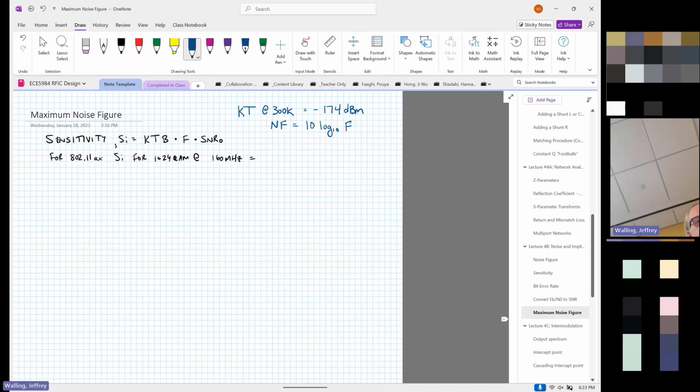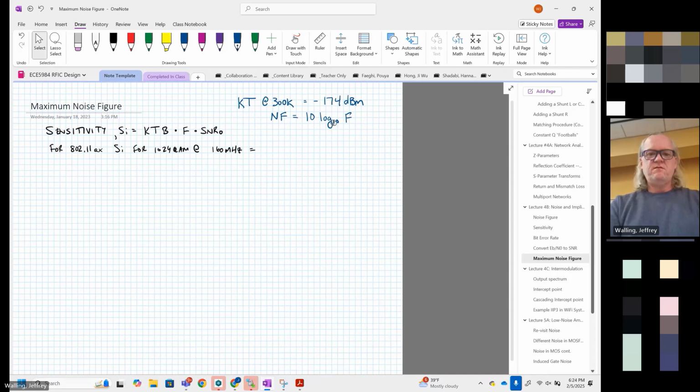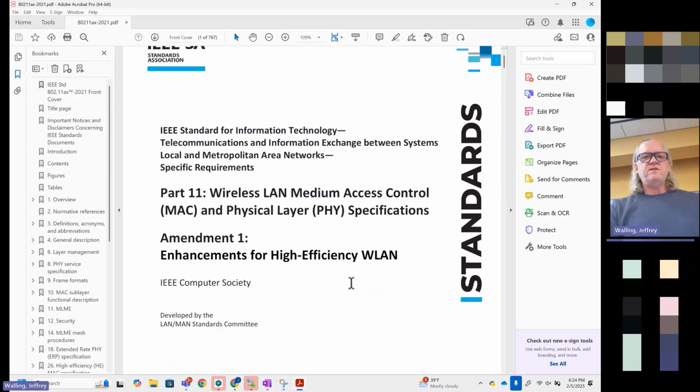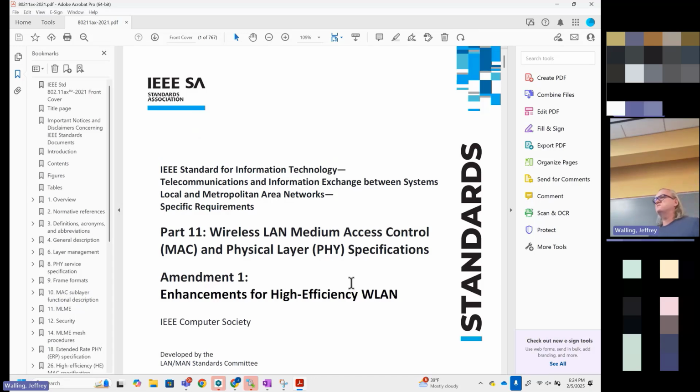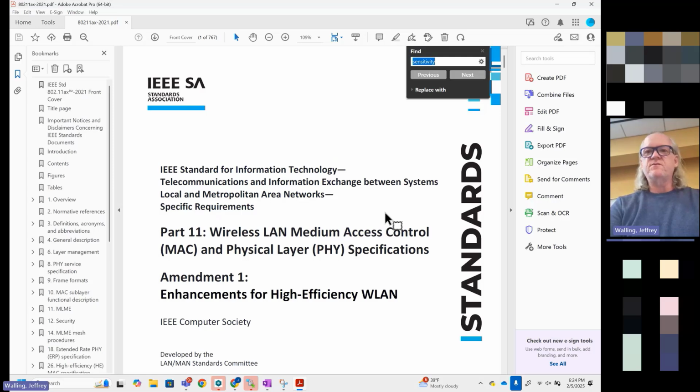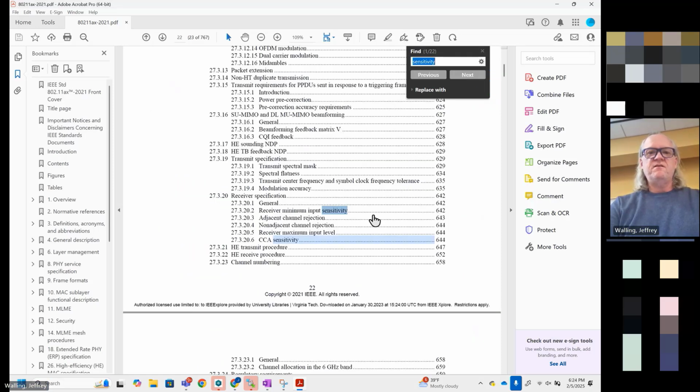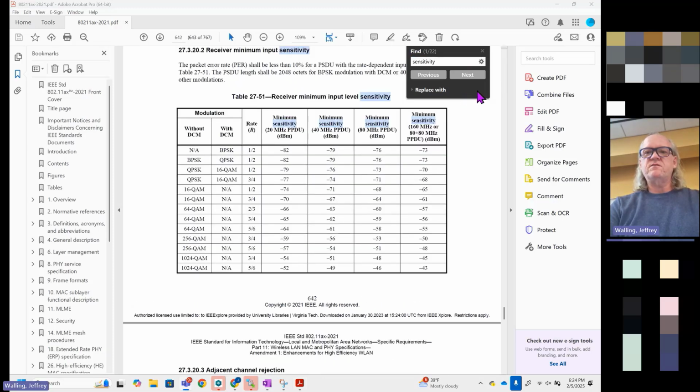Okay, now where do we find these numbers? All right, so this is from the IEEE Standards Association. Wi-Fi is defined by the 802.11 standard that's made by IEEE. And we're going to look for sensitivity. And it'll tell us what the receiver minimum input sensitivity is. And let me move this box out of the way.